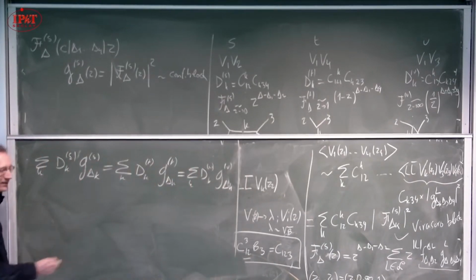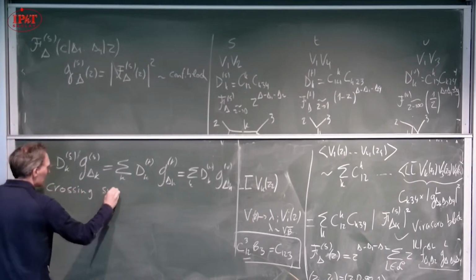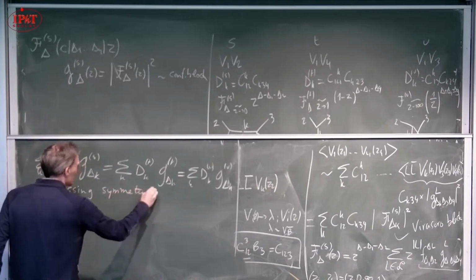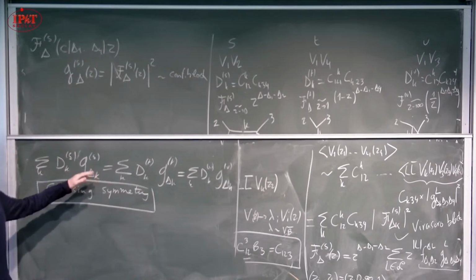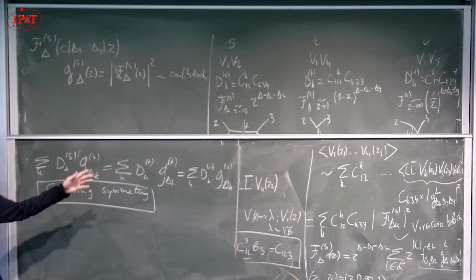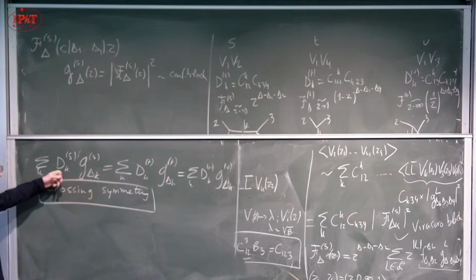And this equality is called crossing symmetry. A small subtlety is that I'm writing the structure constants with indices k, but I'm writing blocks with indices delta k. I want to emphasize that blocks are really determined by conformal symmetry, so they can only depend on the conformal dimensions. On the other hand, you could have several fields with the same dimension, so in principle, I must have a dependence on the index of the field k.